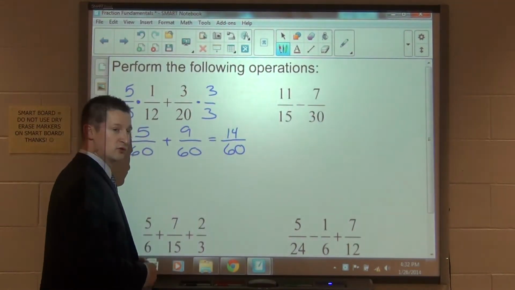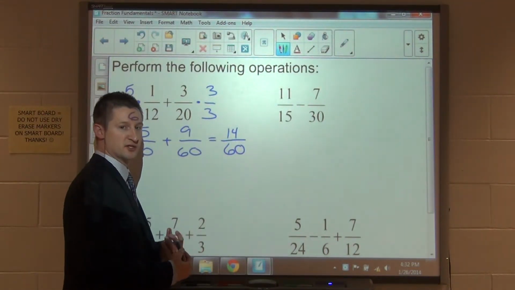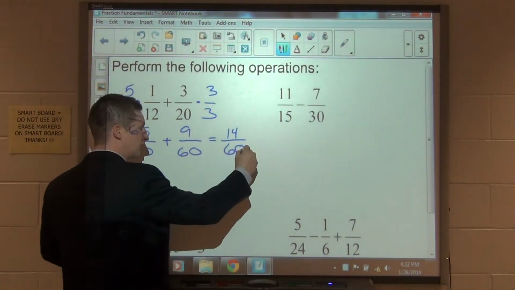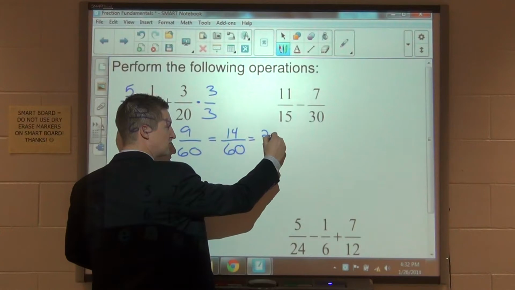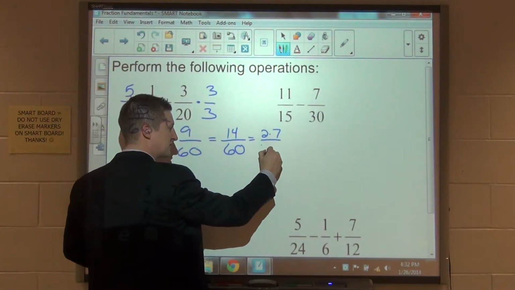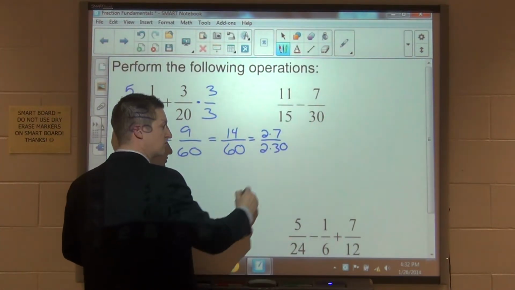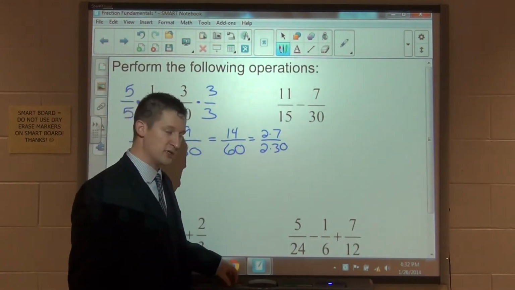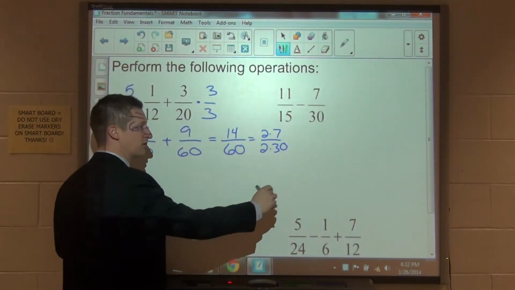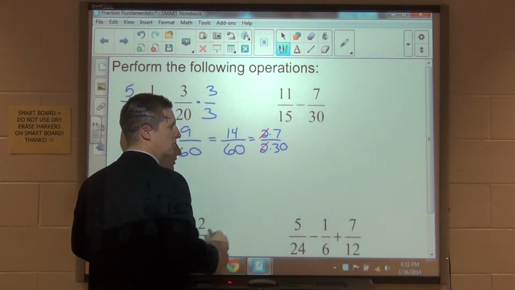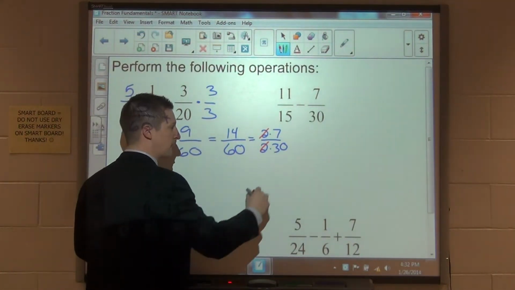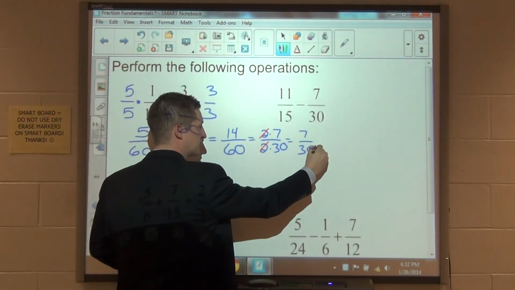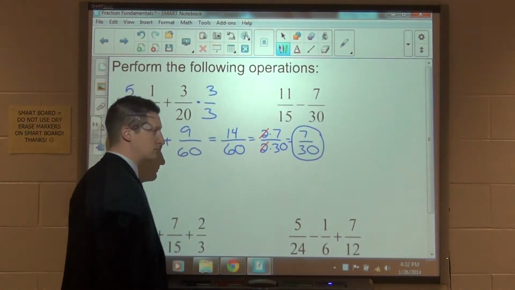At this point, usually we're going to write our rational expressions in the simplest form. 14 over 60 can be reduced. 14 is the same as 2 times 7, and 60 is the same as 2 times 30. Writing each of these expressions as a product of two factors allows me to then divide or cancel out a common factor of 2, 2 divided by 2 being 1, which leaves me with a final answer of 7/30ths for that first expression.